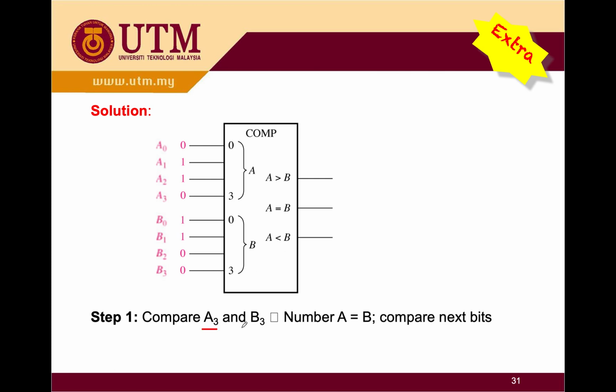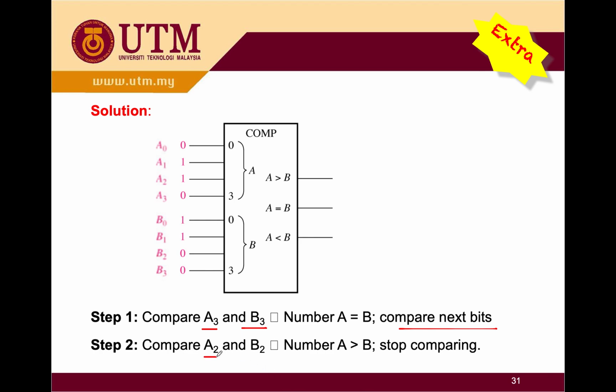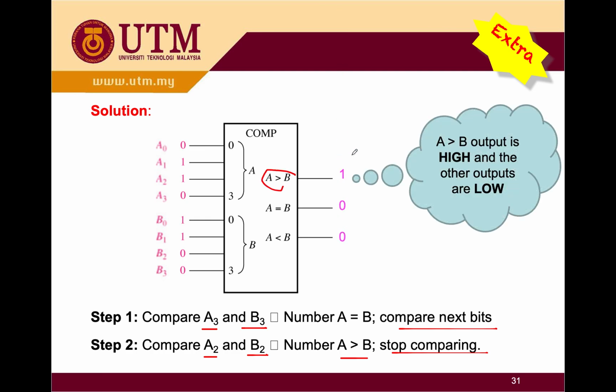Compare A3 and B3, and then if it's similar, you compare A2 and B2, because you see that it's not the same, which is A more than B. So stop comparing, and this is your answer. That's why you're going to get your output as 100: A more than B is 1, A equal to B you get 0, A less than B you get 0. So high value only for A more than B.